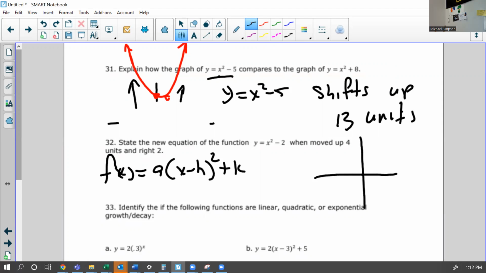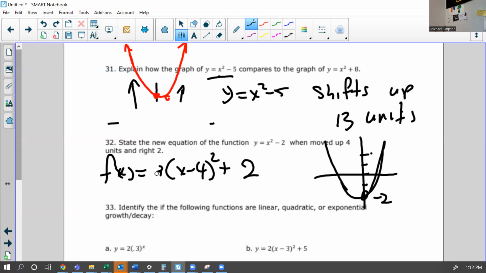So the graph is right here, -2 initially. It's -2 down here. It went up 4 units, right? So 1, 2, 3, 4. So now it's at 2 on the y-axis. So the k now is going to be a +2. It went up 2 units on the y-axis, and it moved 4 units to the right. Well, remember, if the graph moves to the right, it's going to be negative. So h is going to be 4.